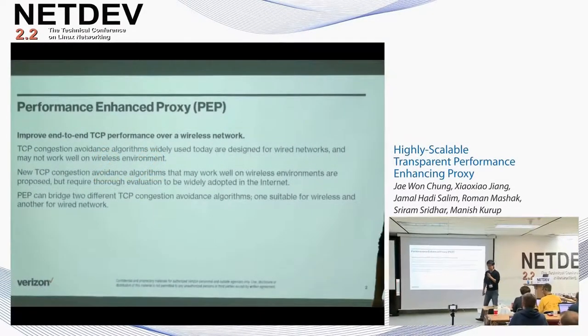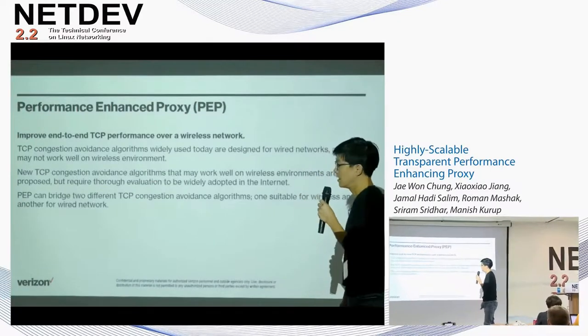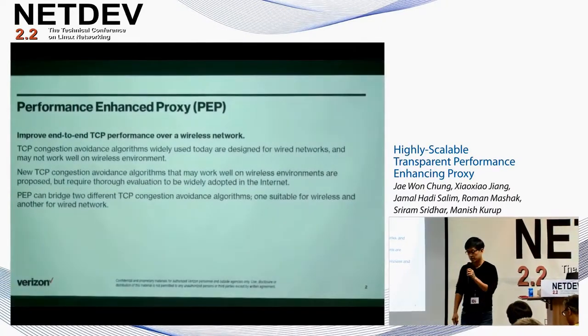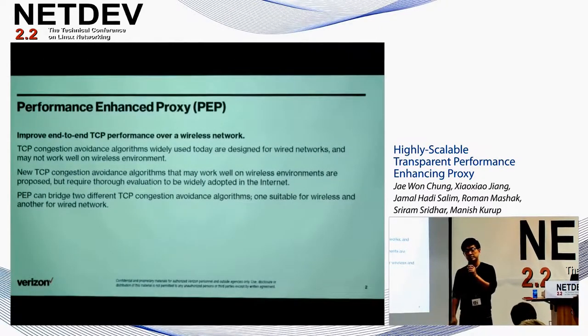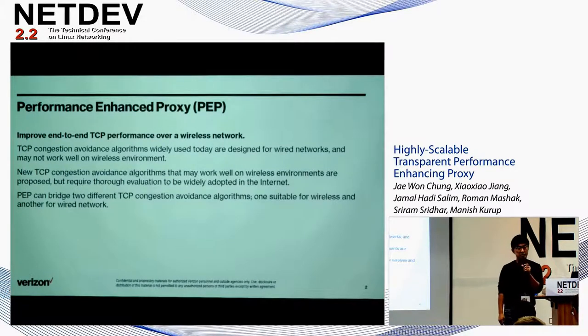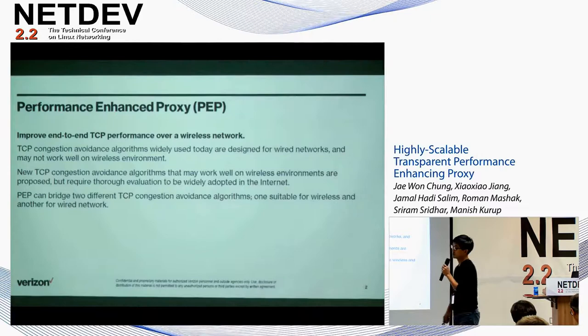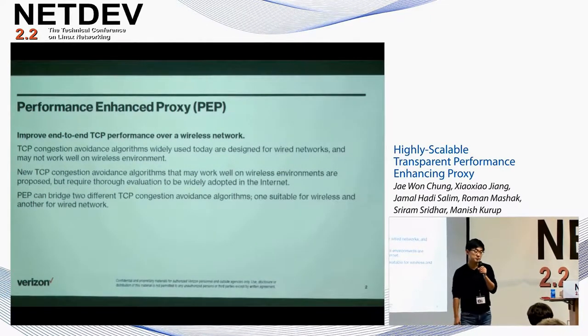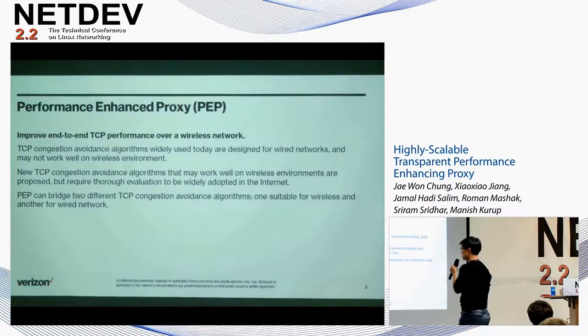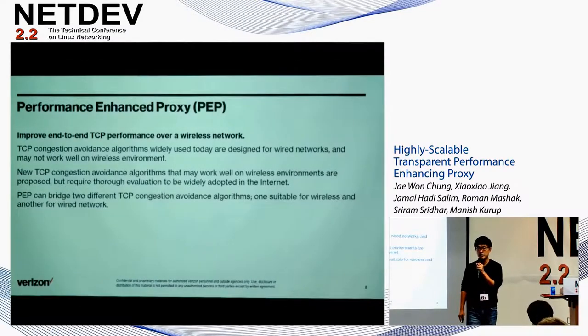Okay, at the last NetDev I gave a talk about evaluating BBR against QUIC over the 4G network. At that time I showed that there is a possibility to improve the end-to-end TCP performance by using the recent generation of TCP congestion avoidance algorithms, which are based on RTT to detect and avoid the congestion.